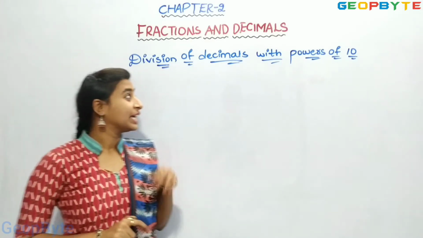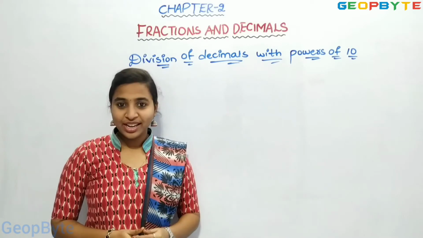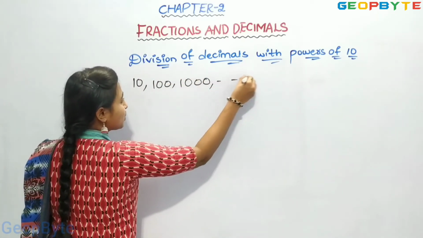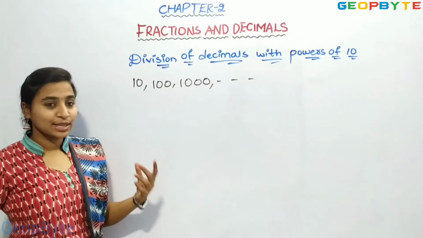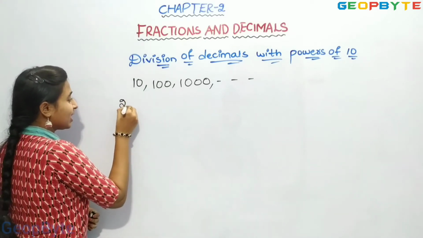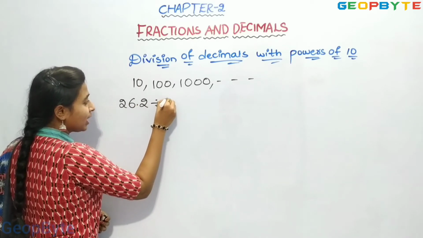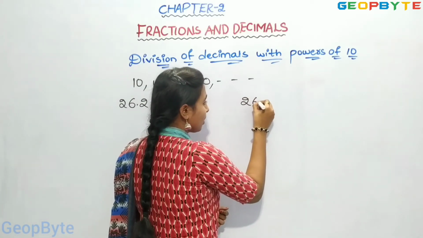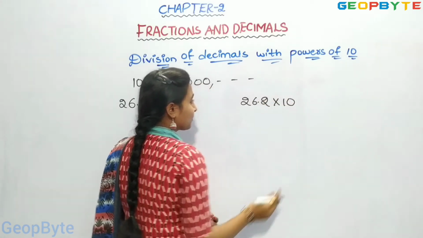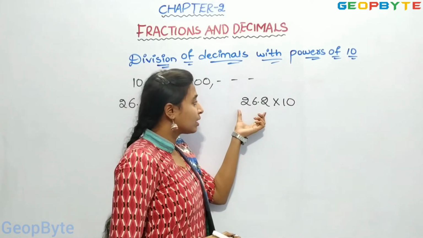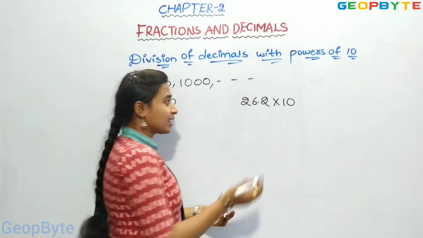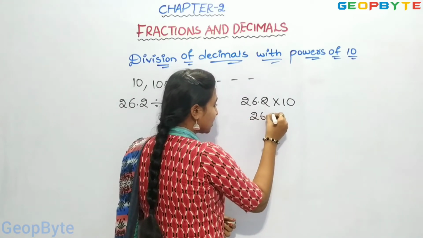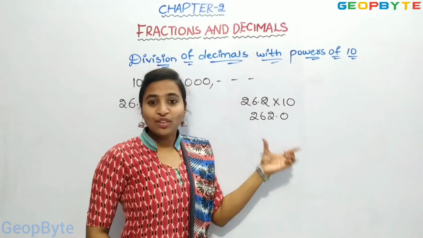Now, let us see division of decimals with powers of 10. Let us write 10, 100, 1000 and so on. Right? Now, we will divide decimals with these numbers. First, let us take 26.2 divided by 10. Now, how will we divide this? See, I am taking the same numbers, 26.2 into 10. In the multiplication condition, do you remember that decimal into 10 is nothing but the point moves towards the right by one digit, right? The answer of this is 262.0, right? This is in the case of multiplication.